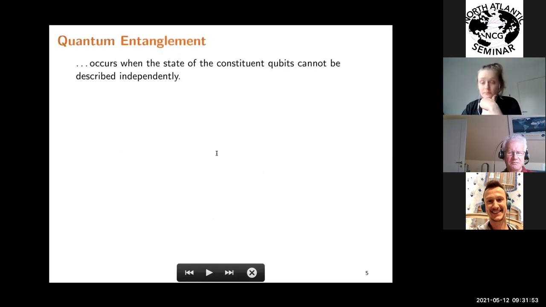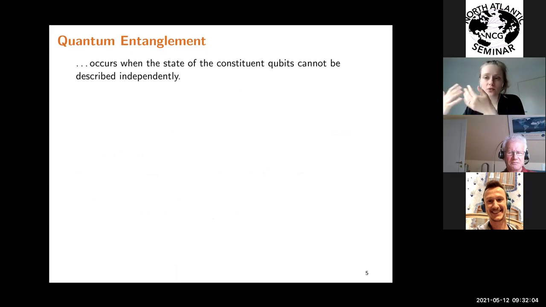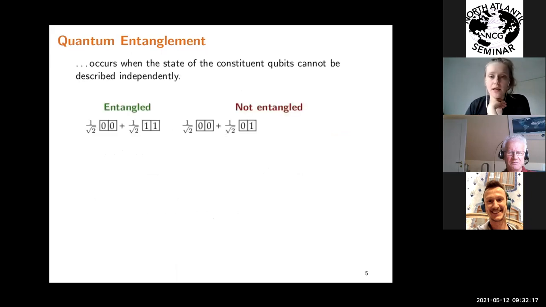All right. Now that we've seen a little bit about superposition, we can also talk about quantum entanglement. Entanglement is a property of composite systems, right? So we need at least two qubits to talk about entanglement. Very intuitively speaking, it happens if you cannot describe the states of individual qubits independently. Okay, I'm going to show you a cartoon example.